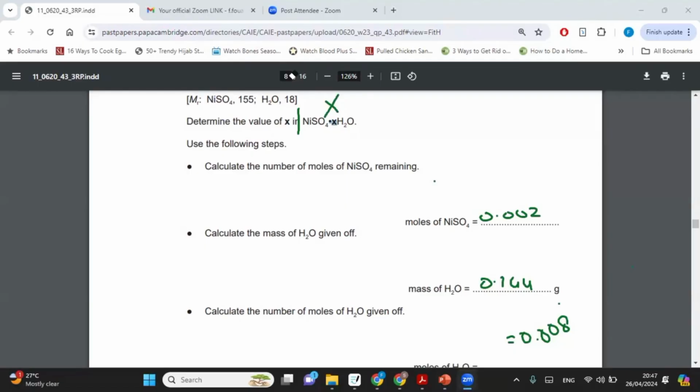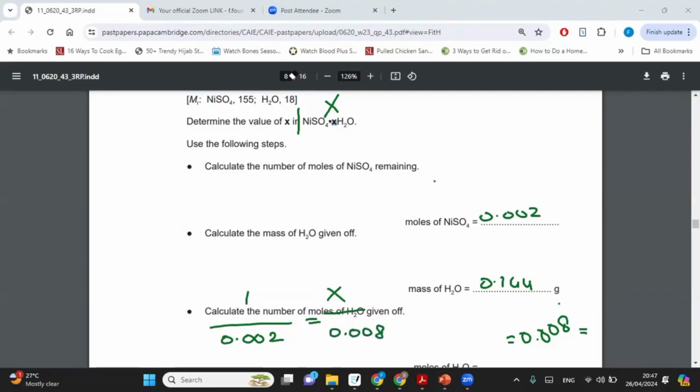So we will take out the mole ratio just like I taught you, right? The moles of nickel sulfate are 0.002. Okay. So 1 nickel sulfate is 0.002. So how much water? Because we have X water. So X water, what are the moles of water?